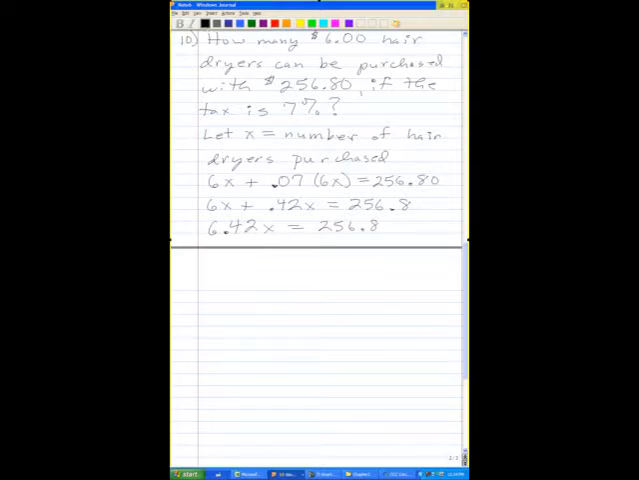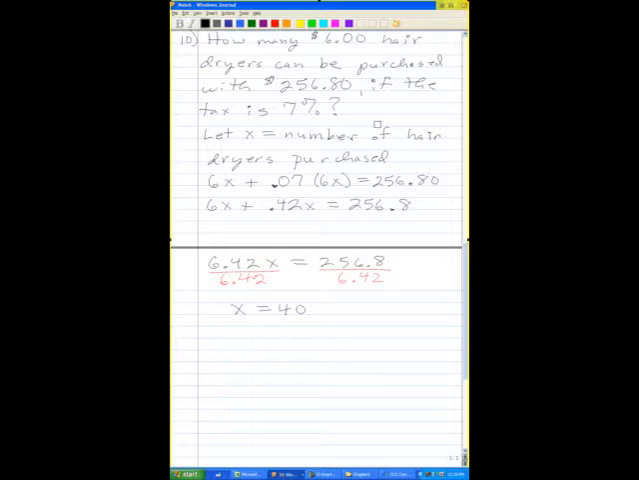6.42x equals 256.8. Let me divide both sides of my equation by 6.42, which actually comes out to a nice number. So 40. And so, how many $6 hair dryers can be purchased? Well, 40 with $256.80 if the tax is 7%.